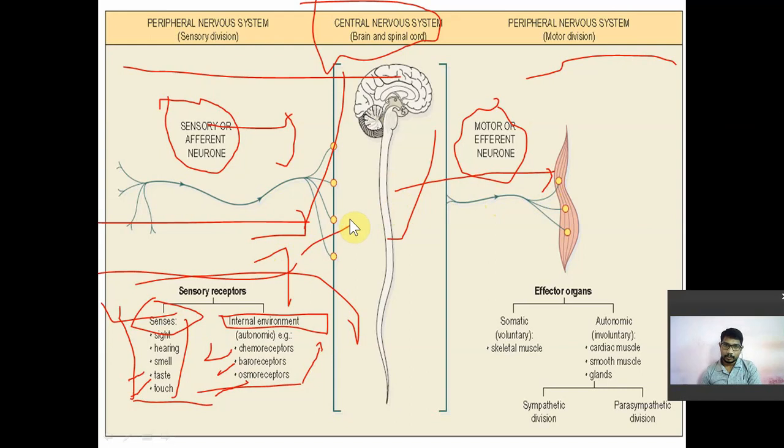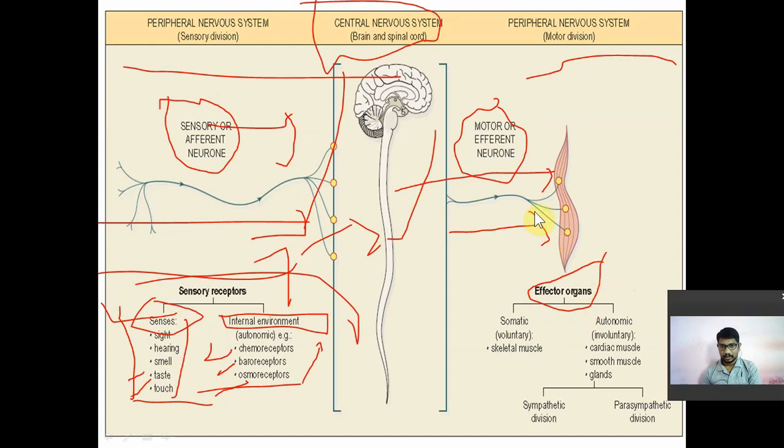Brain will process that signal, and this signal will be transmitted through the efferent neuron to the particular organs or tissue for a particular action. For example, this efferent neuron or motor neuron is transmitted to different organs or systems of your body. Effector organs. What are the different effector organs? They may be either somatic or autonomic.